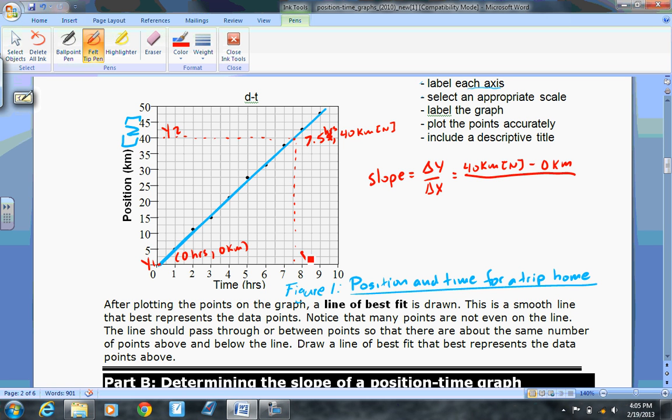Now, for my x values, this would be my x2, and this is my x1. So my first point and my second point. So here, x2 minus x1 would be 7.5 hours minus 0 hours. And when we calculate this out, we're going to get, let's see, around 5.3, I believe, kilometers per hour. And the direction, we want to include the direction here, north. So basically, by finding the slope, we've actually found the velocity of this particular vehicle.